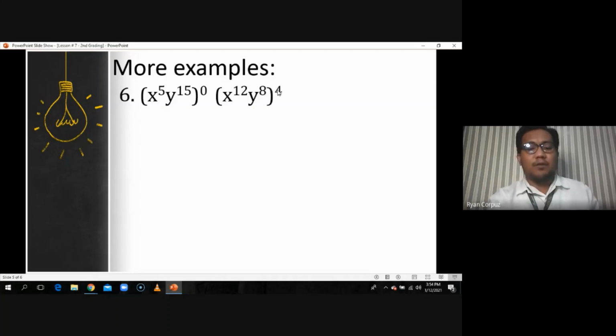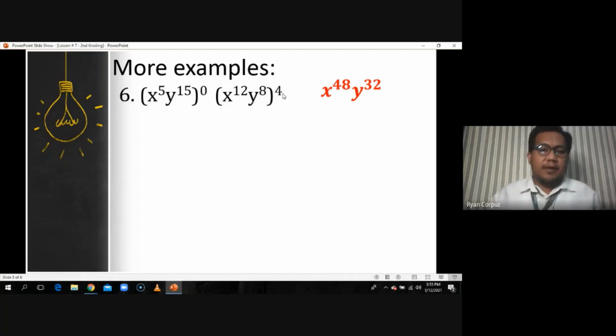With the use of the laws of exponents, distribute the exponent on both factors, then since both of them have exponents, multiply the exponents. Copy the base. So x raised to 12 times 4, that would be 48. Then y raised to 8 times 4, you have 32. So you'll come up with the simplified form of example number 6 as x raised to 48, y raised to 32. That's how we answer example number 6.